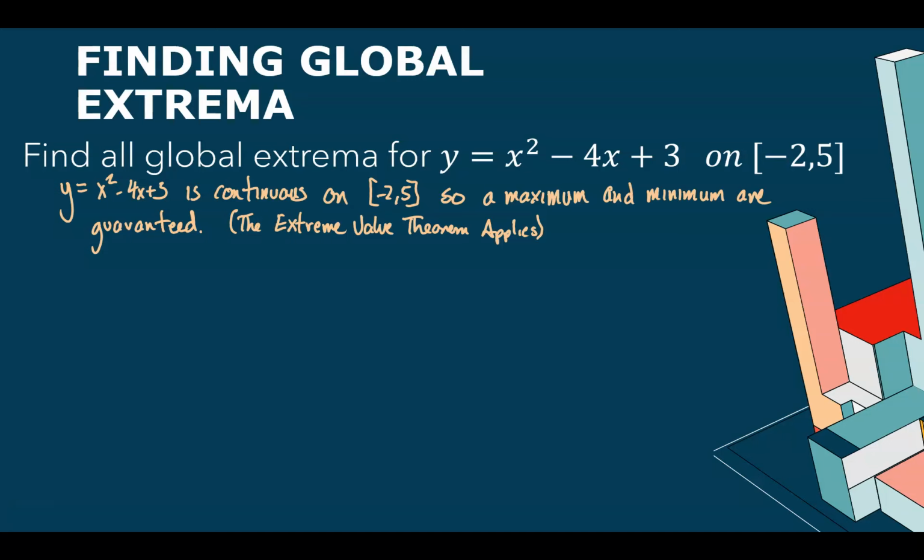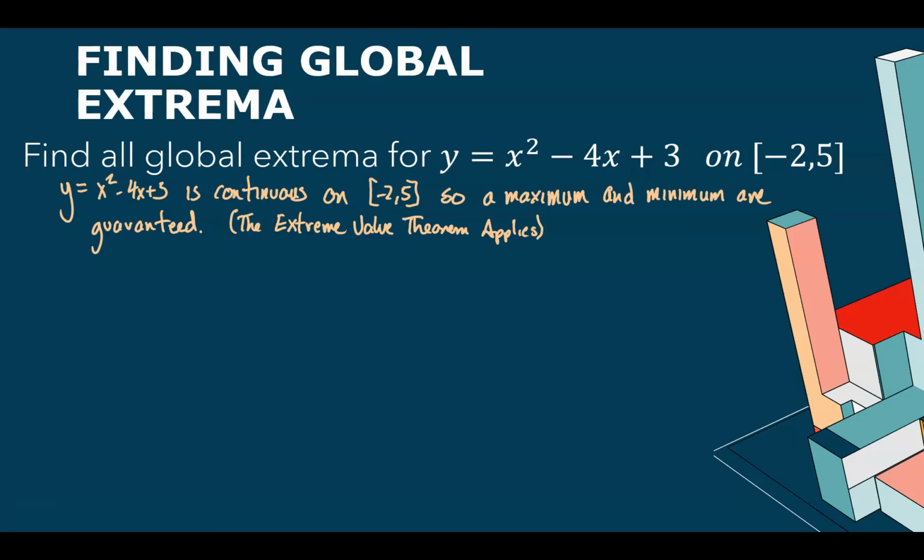By the way, you could shorten that up and just say, hey, y equals x squared minus 4x plus 3 is continuous on -2 to 5, so the extreme value theorem applies. That would be the other way to write stuff. Okay, so what are we going to do next?